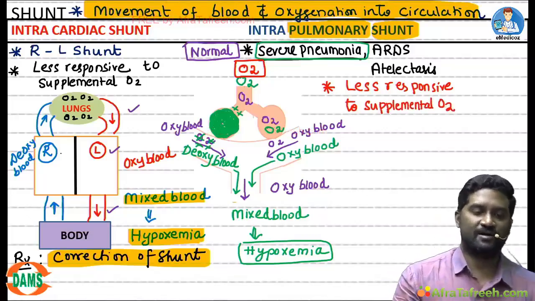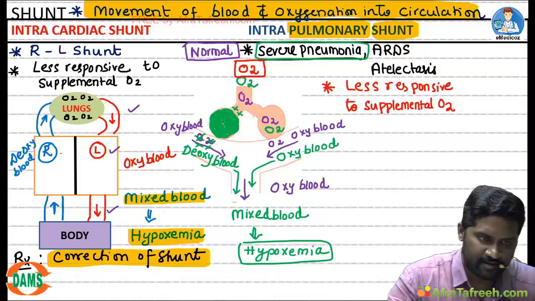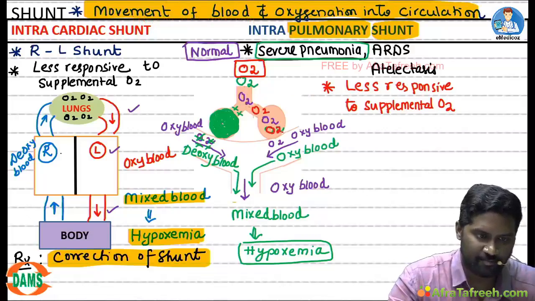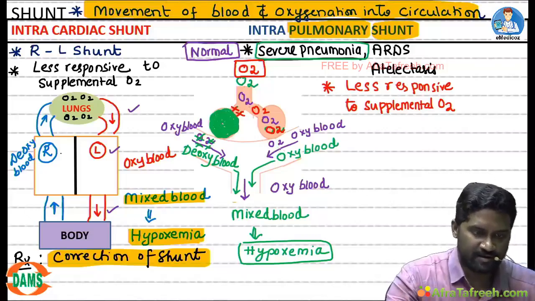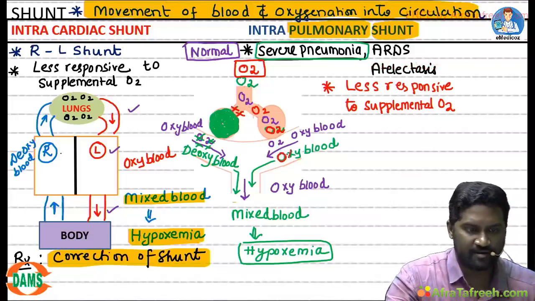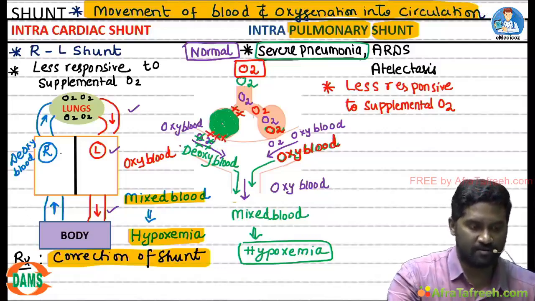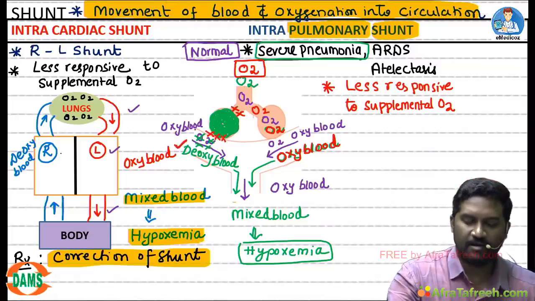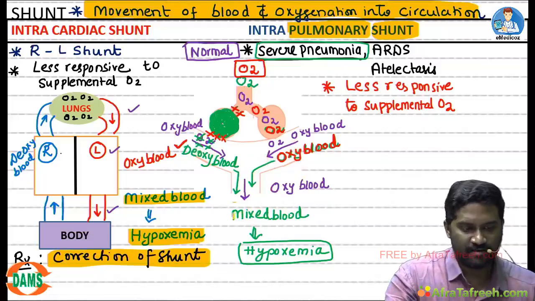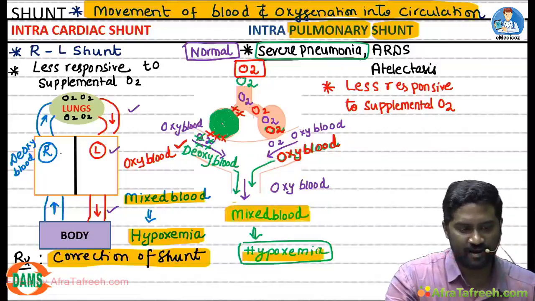What is the reason behind this, students? Whatever oxygen I give, it will reach the lung and it will only reach the healthy part. It cannot penetrate the diseased part. So this side it will get oxygen and it will stay oxygenated blood. Whereas on this side there is no oxygen going into this capillary, so this blood is always deoxygenated. And again there will be a mixture of oxygenated and deoxygenated blood, resulting in persistence of mixed blood and hypoxemia.